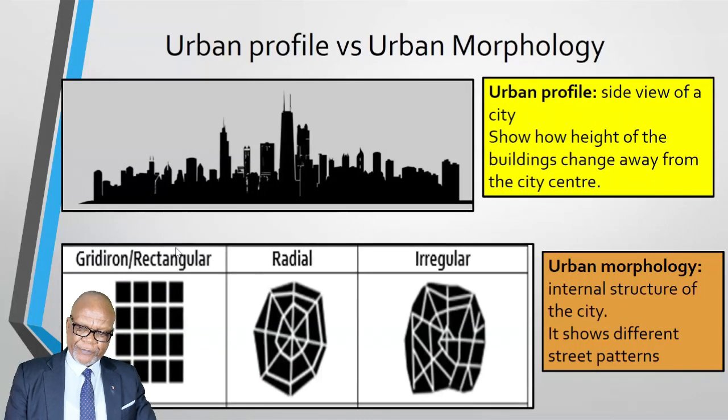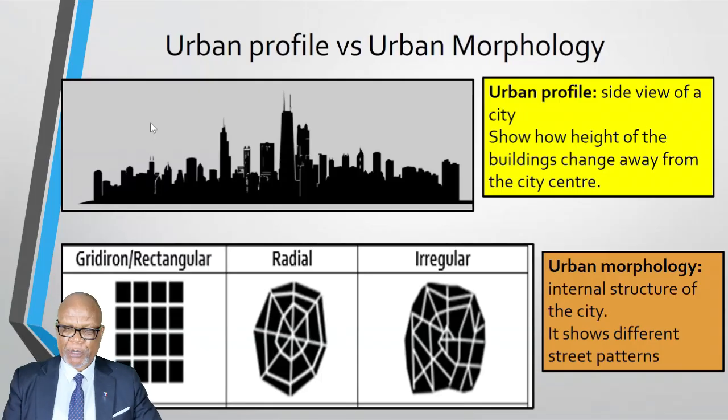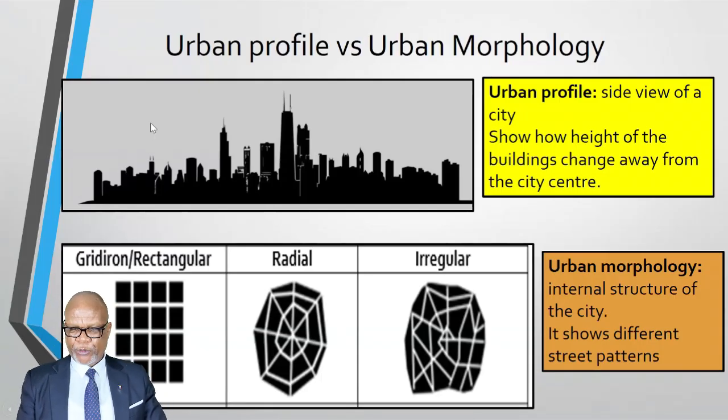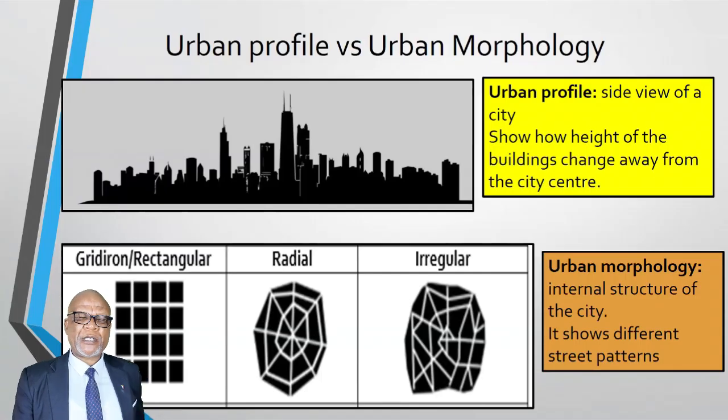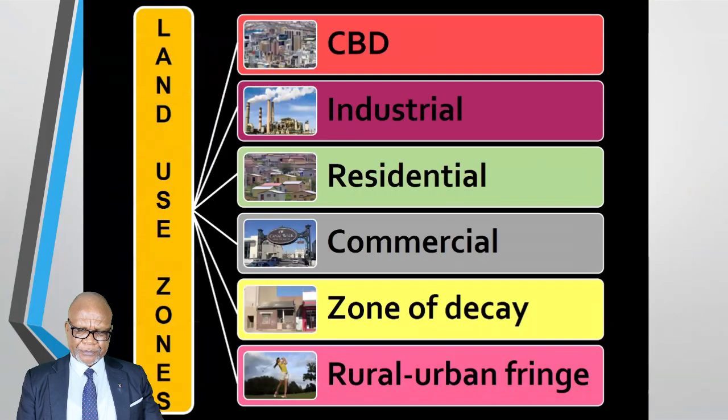Now, you know the difference between urban profile and urban morphology. We said urban profile is the side view of the city. What does the urban profile show you? It shows you the height of the buildings and how the buildings' height changes when you're moving from the city center to the periphery. And urban morphology simply refers to the internal structure of the urban areas. It shows different street patterns.